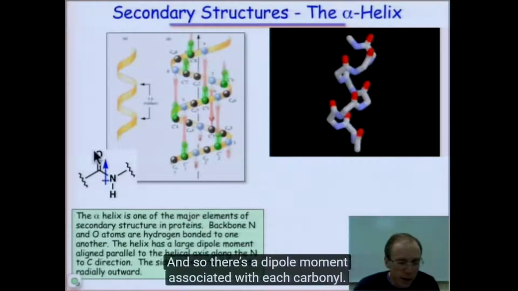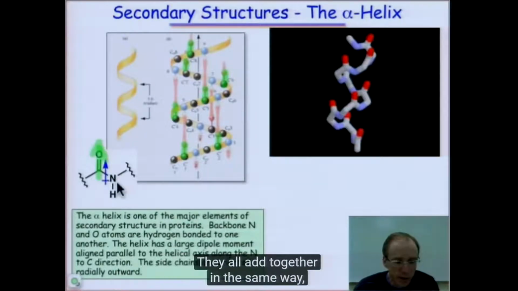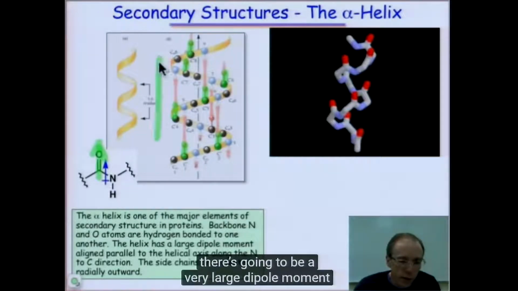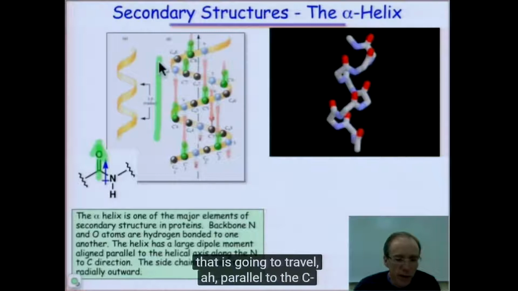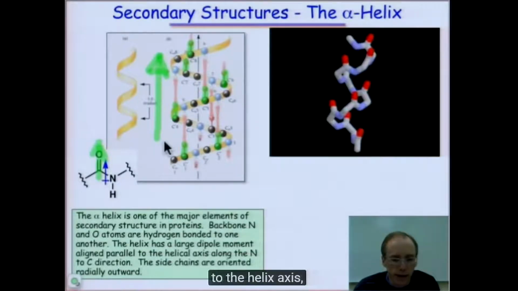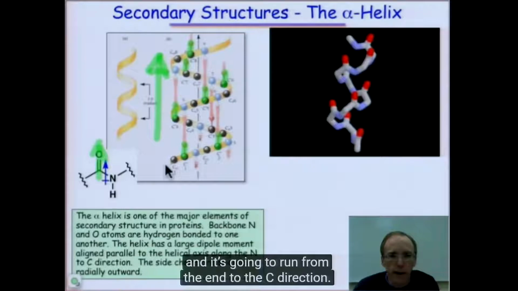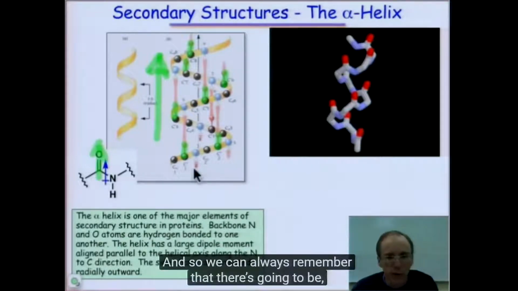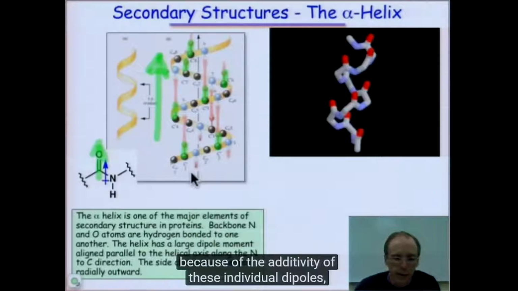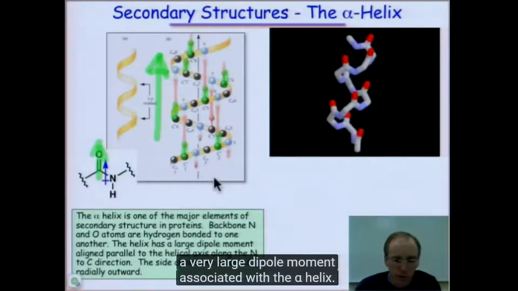And so there's a dipole moment associated with each carbonyl. They all add together in the same way, so overall there's going to be a very large dipole moment that travels parallel to the helix axis, and it's going to run from the N to the C direction. And so we can always remember that, because of the additivity of these individual dipoles, there's a very large dipole moment associated with the alpha helix.